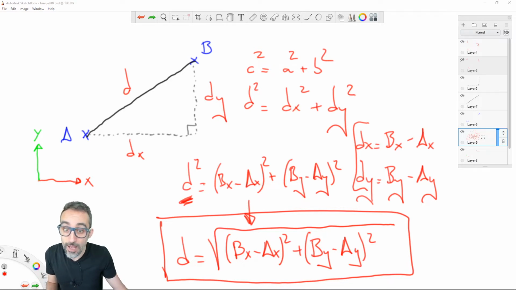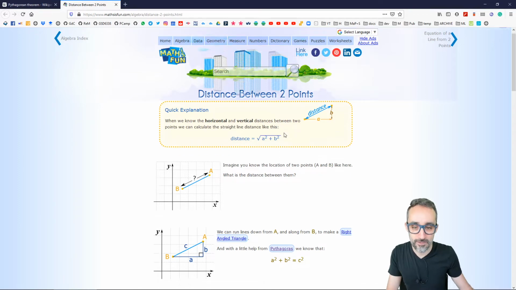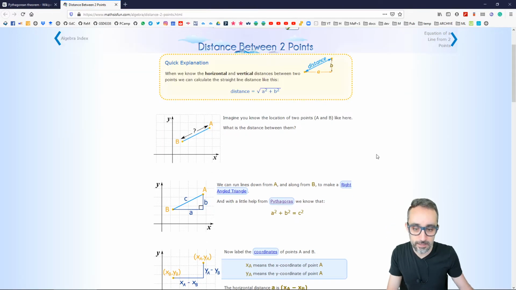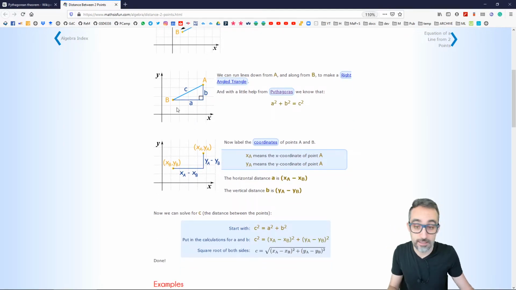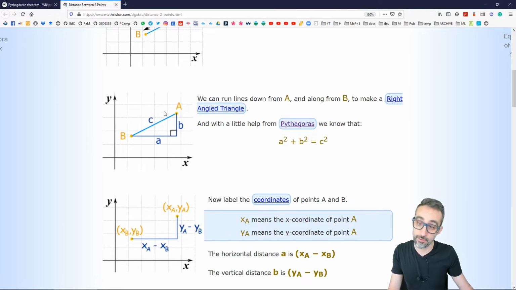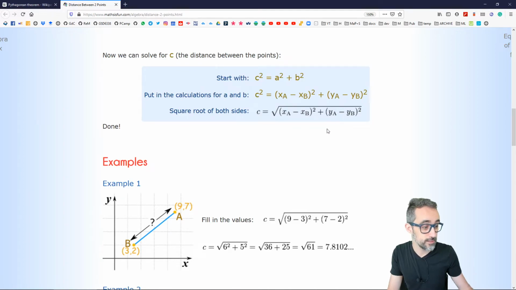It just so happens that the Pythagorean theorem works exactly the same way. Here, this is what I just described, and here is exactly the formulation that we just described as well. It's just that this notation is inverted: here A is the point on the right and B is the point on the left. So the notation is slightly different, but they reach the same result.